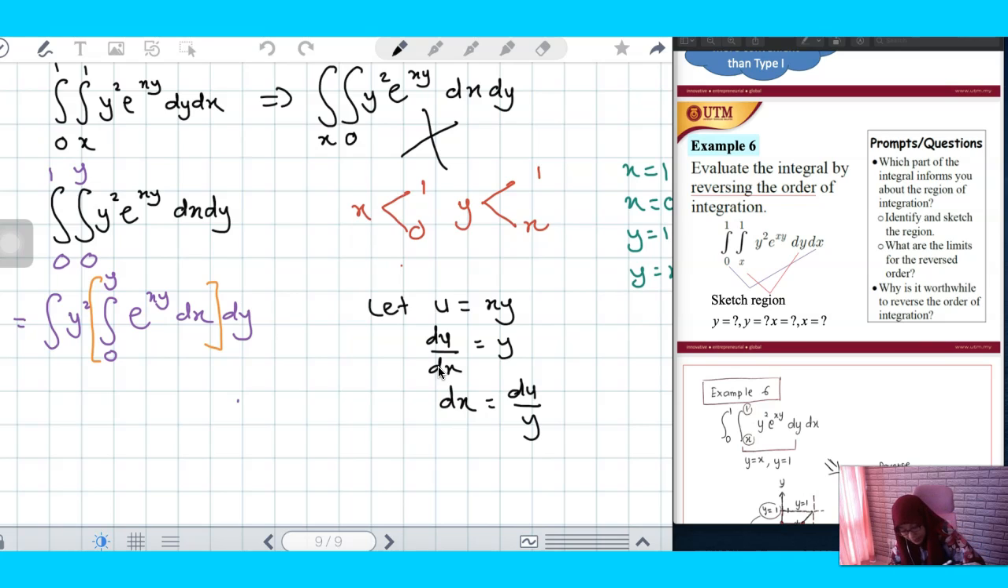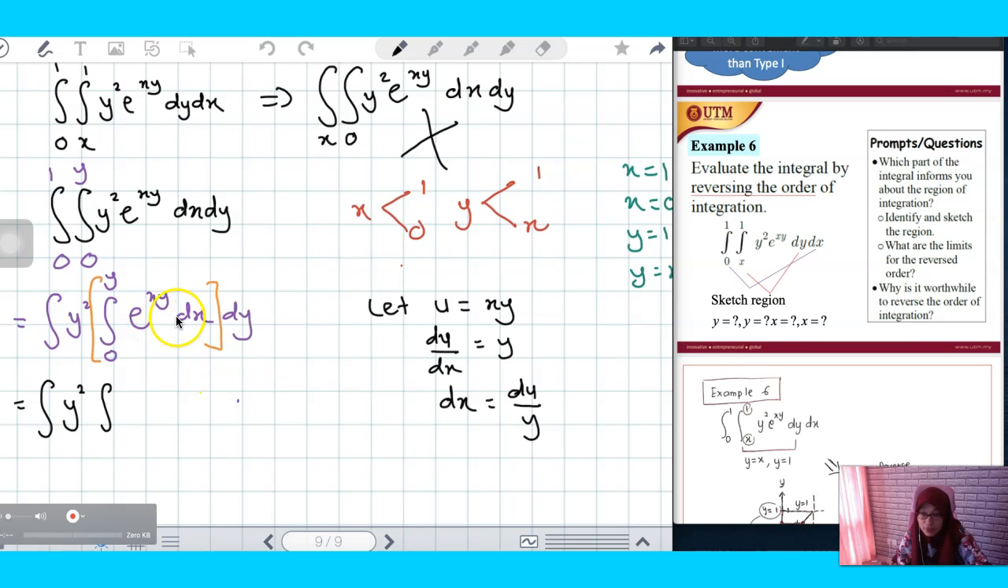And then when you replace back into your integration, e^(xy), what is actually the idea of the substitution? We want to simplify the form by assuming the new form after that is in terms of only u. Okay, so that's why we need to replace the e in terms of u.